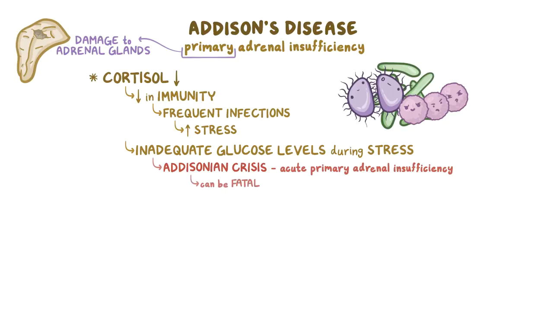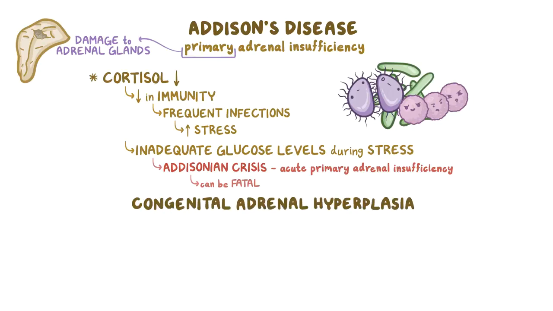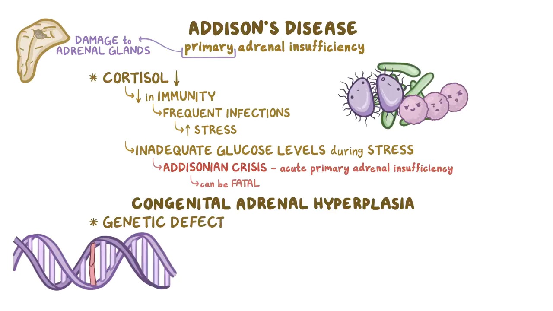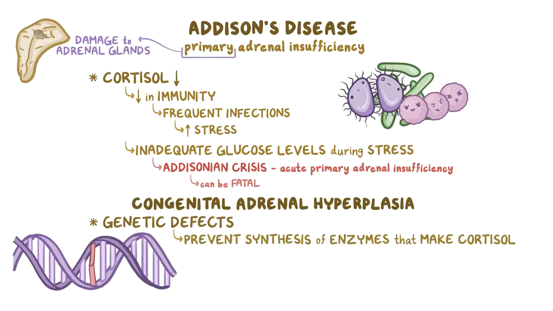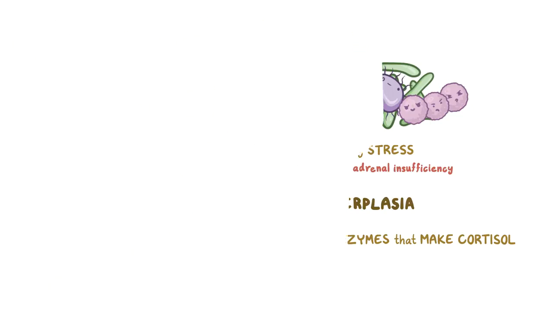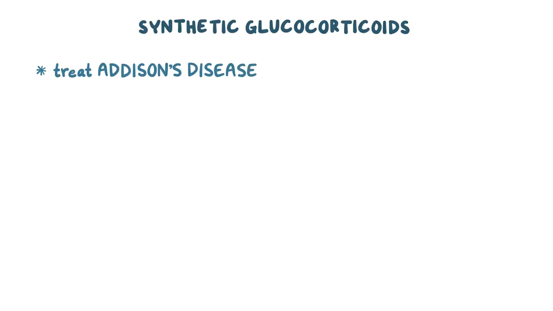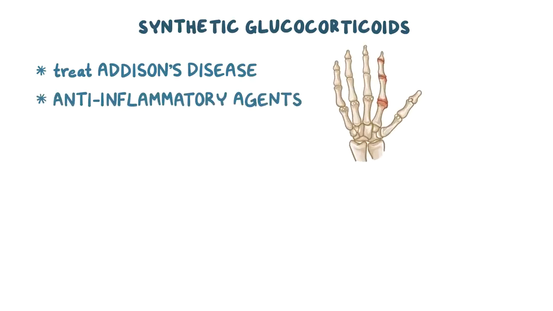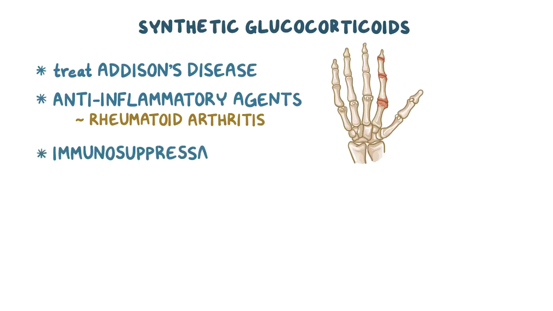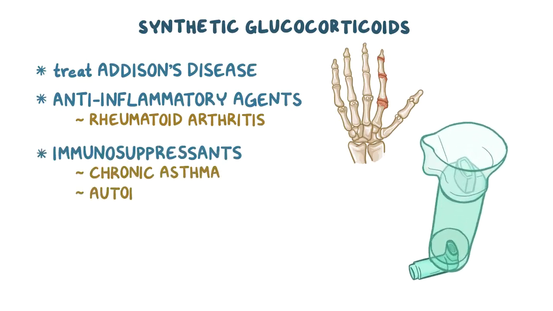Another pathological condition with low corticosteroid levels is congenital adrenal hyperplasia. This is caused by genetic defects that prevent the synthesis of specific enzymes that make cortisol. Now, synthetic glucocorticoids can be given to treat Addison's disease, but they are more commonly used as anti-inflammatory agents to treat diseases like rheumatoid arthritis, and immunosuppressants to treat chronic asthma and autoimmune diseases, like systemic lupus erythematosus.